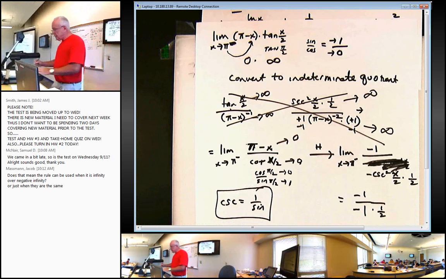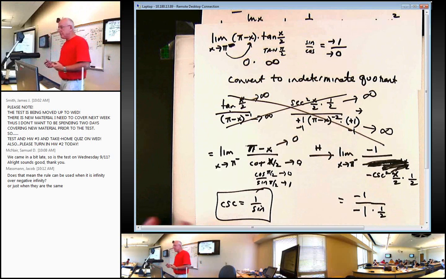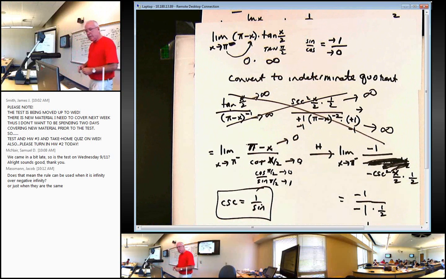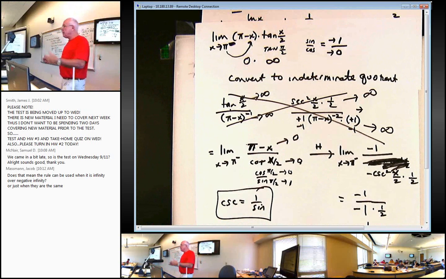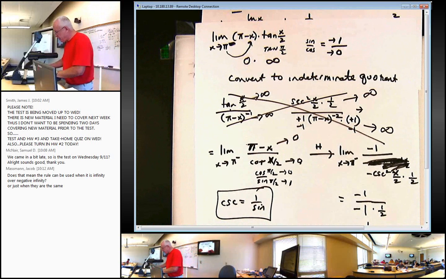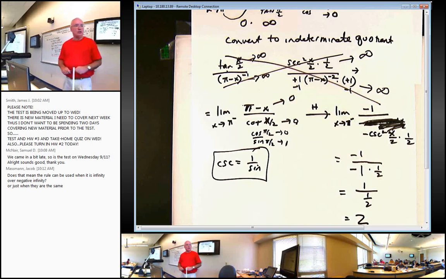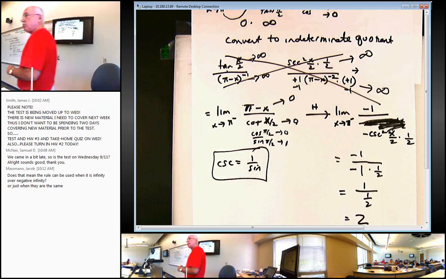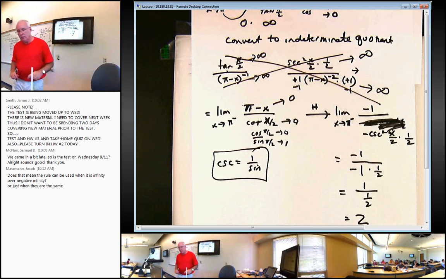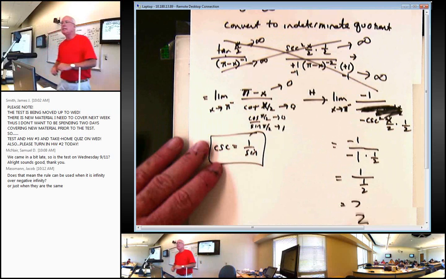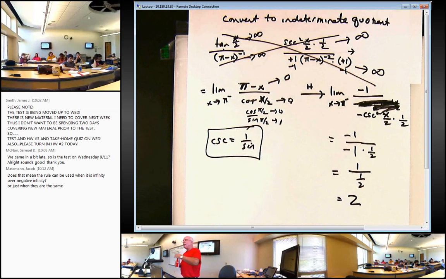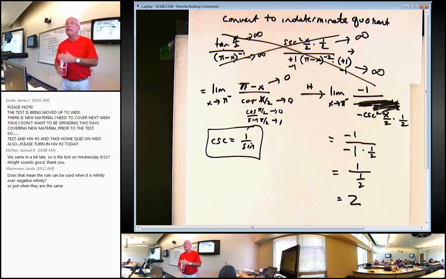All right, so let's simplify this. The two minuses cancel each other out. So I have 1 over 1 divided by 1/2. And dividing by 1/2 gives me 2 over 1, or 2. Okay, so that's my answer to this one. We can all see how that pesky little trigonometry course that we had to take prior to this is rearing its ugly head.